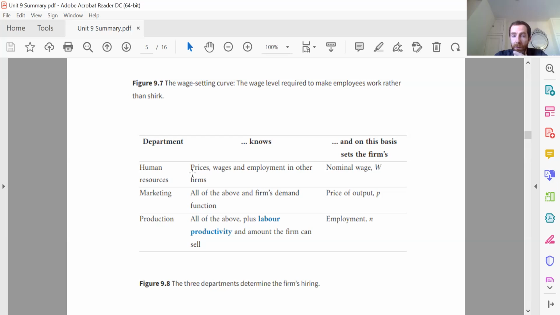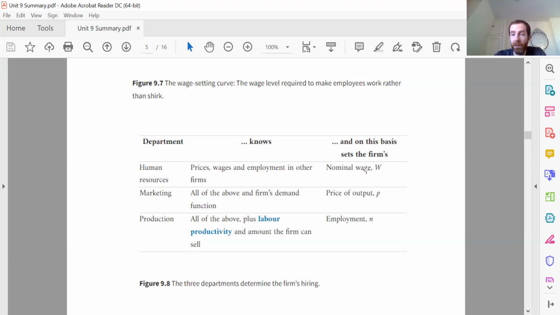So human resources, we imagine they know the prices that all other firms are setting. They know the wages that other firms are setting, and they know the level of employment based on other firms. So they know all of this stuff. Or a nice way to think about this is maybe they know all these figures for like last month, and now they're going into a new stage where they have to bargain with the workers again.